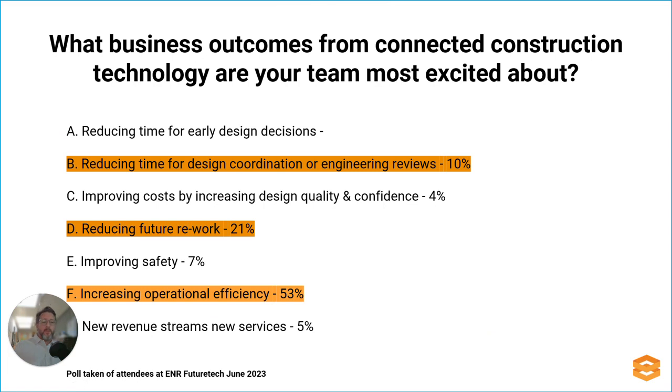Recently, I just want to give a little foreshadowing here. There was a recent poll at the ENR Future Tech conference just in June here, and the main three items I want to highlight are reducing time for design coordination or engineering reviews, reducing rework, and increasing operational efficiency, or a business's ability to reduce input while producing the same number of outputs, aka doing more with less, right? So the good news is that these are all things that Avvir addresses within the different focuses that our product has, and I'll be telling you all about that here today.